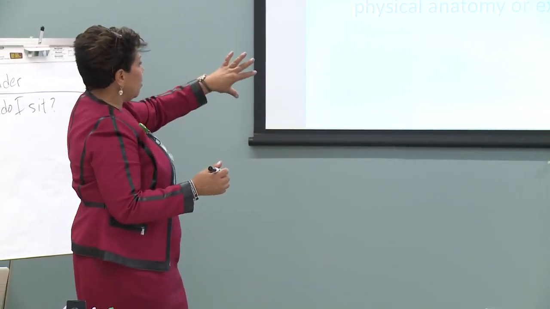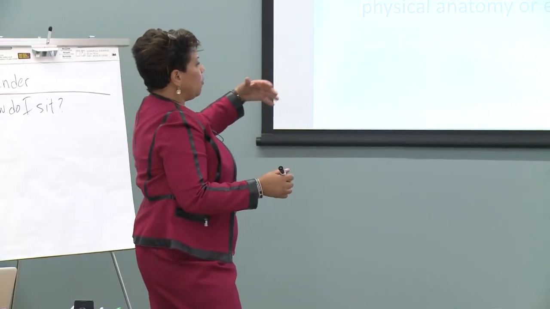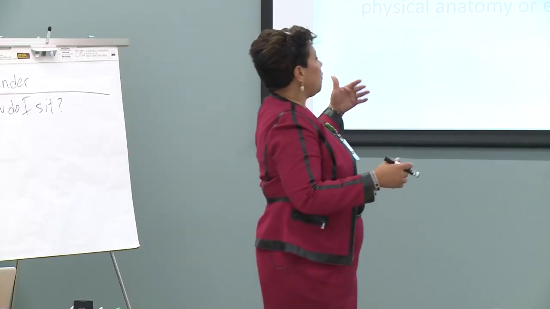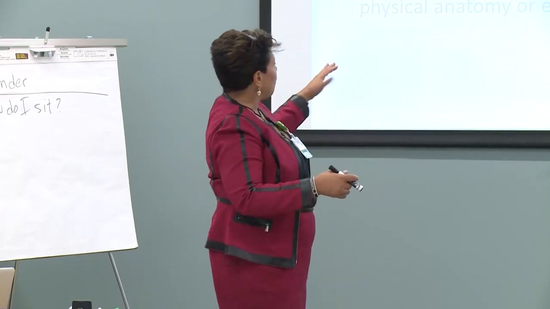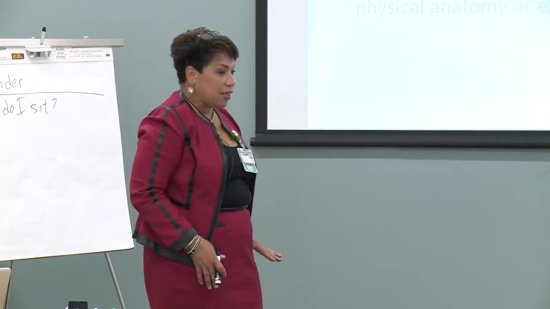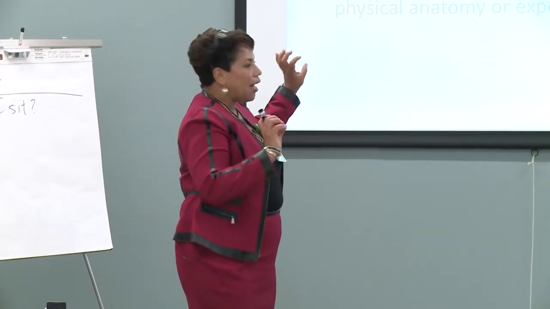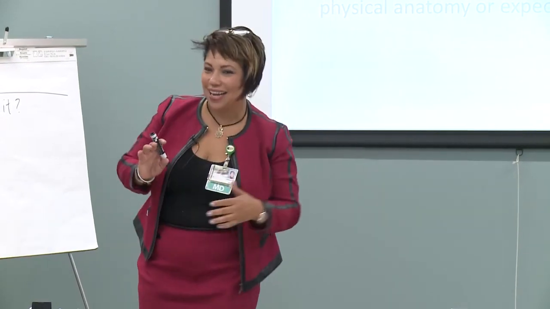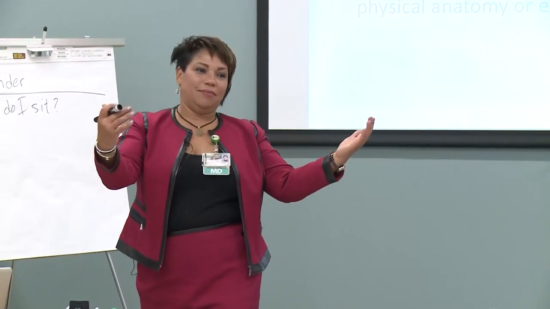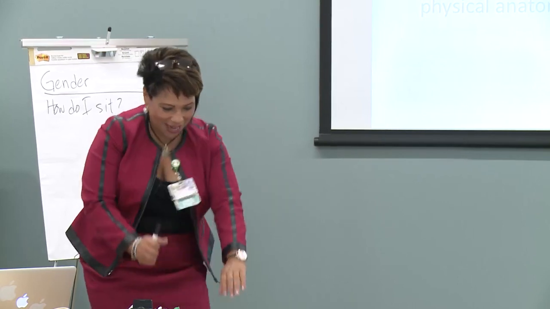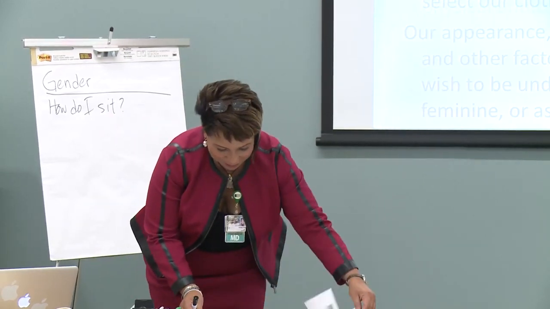For some people, this includes physical anatomy. For transgender people, it may differ from the physical anatomy that they were born with and expected social roles. So now this is all kind of making sense. I see some head nods because gender is what? Behavior. Okay. All right, let's go next.